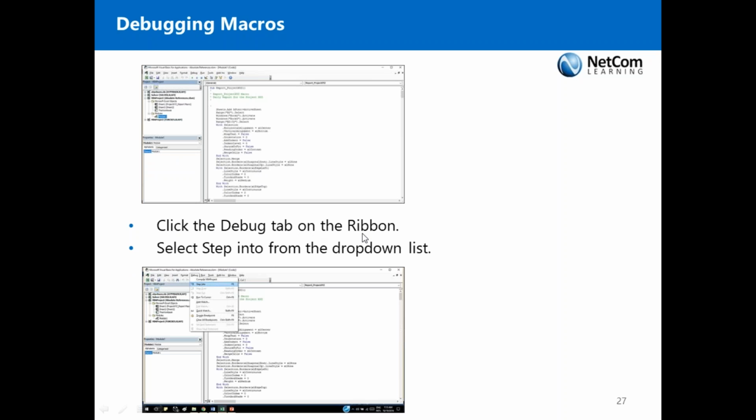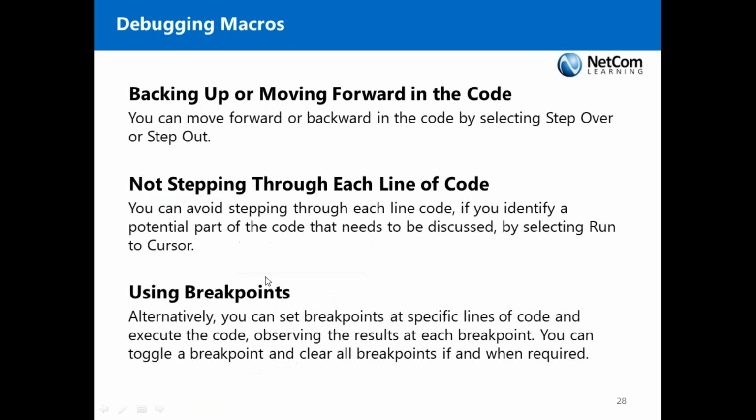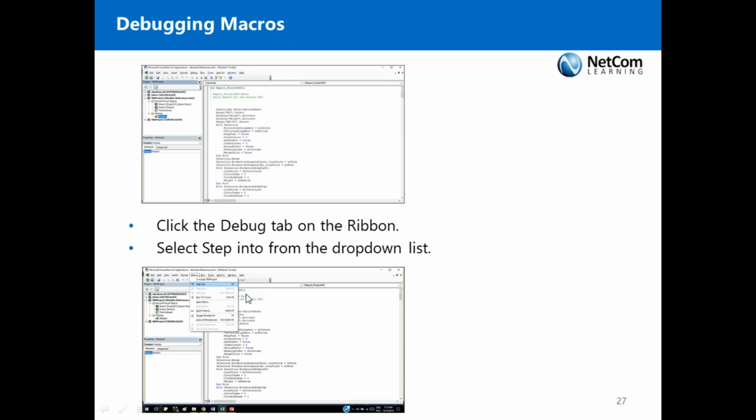Click the Debug tab on the ribbon. Select Step Into from the drop-down list. It's here, Debug, Step Into. And that's it. It's going to show just like before. The first line is going to turn yellow because it's stopped right there, and you can start debugging from there.